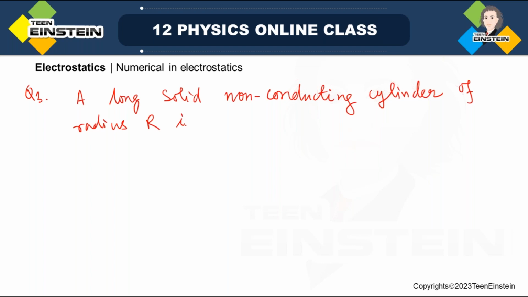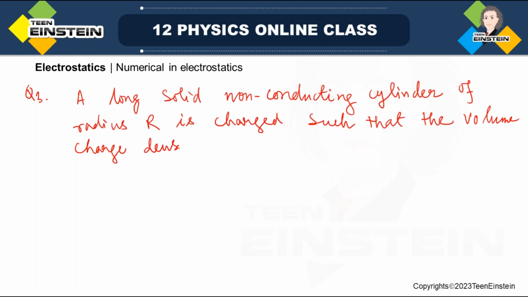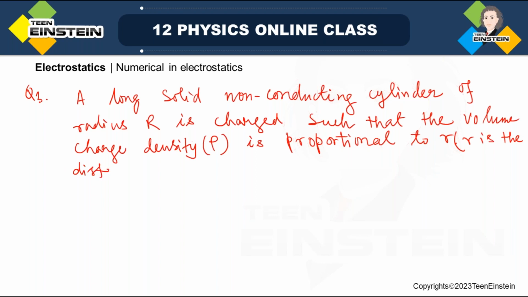It is charged such that the volume charge density denoted by rho is proportional to r, where r is the distance from the axis.